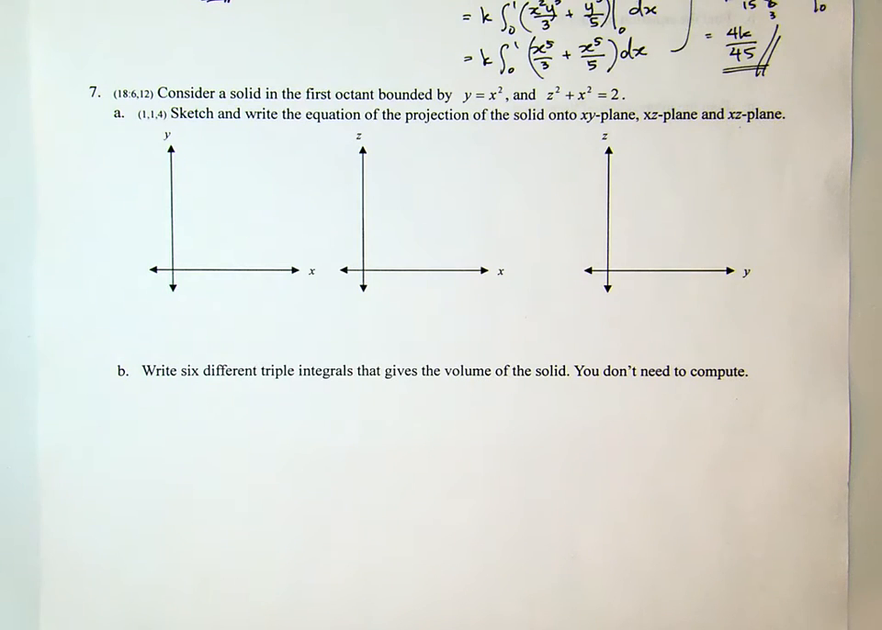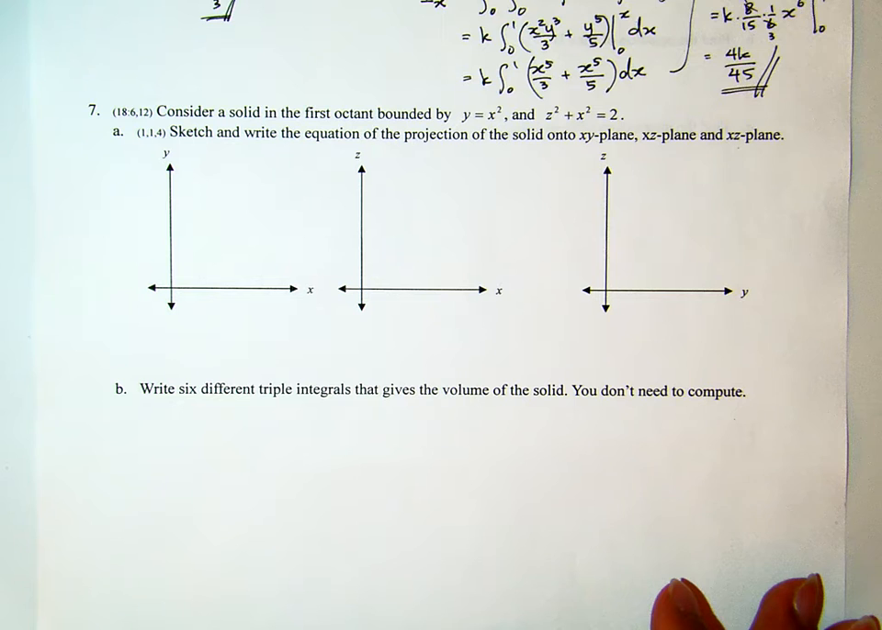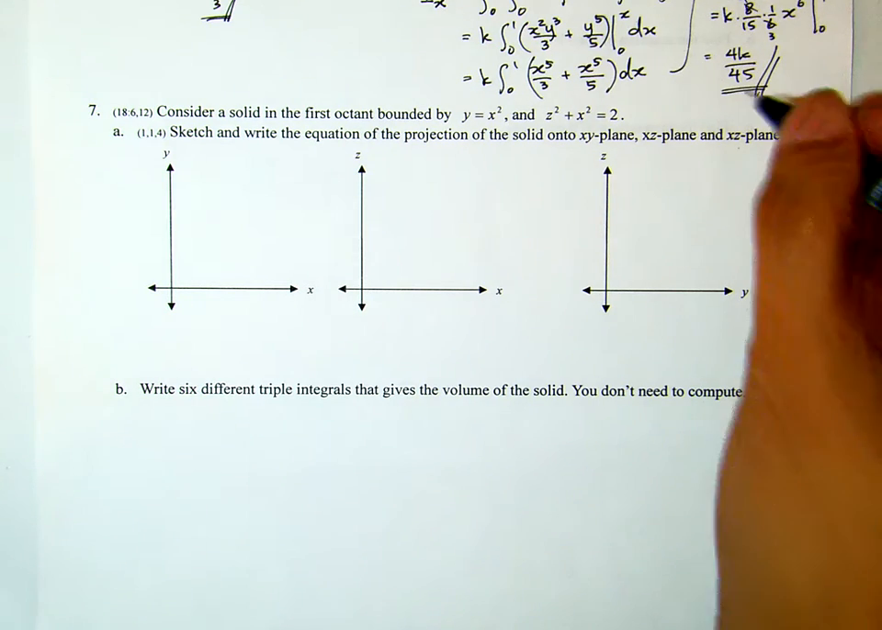The following is Summer 2009 Math 263 Test 3 number 7. Consider a solid in the first quadrant bounded by y equals x squared and z squared plus x squared equals 2. Part A. Sketch and write the equation of the projection of the solid onto the xy plane, xz plane, and I believe yz plane here.